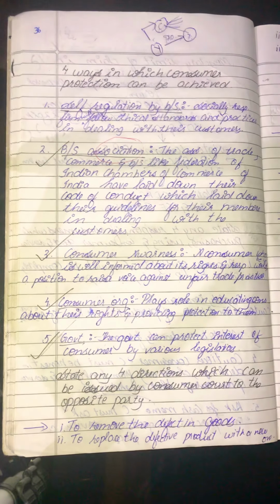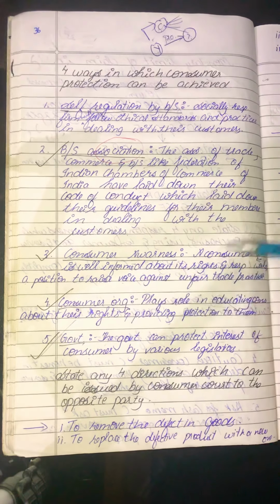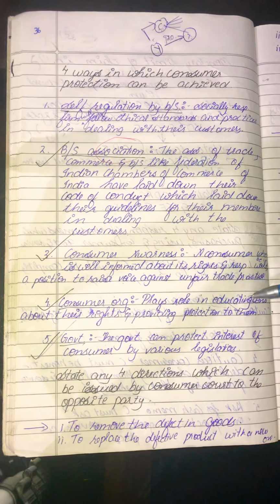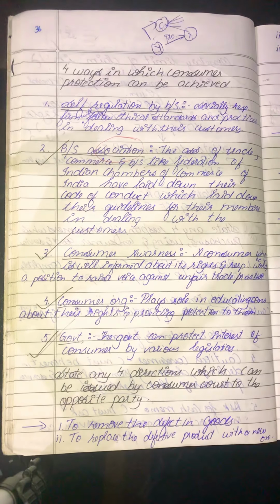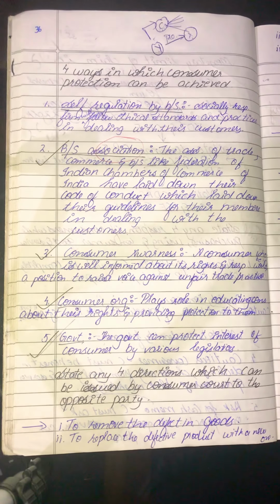Now coming back to our points, that's consumer organization, which plays a role in education. It basically plays an important role in educating consumers, giving them constructive knowledge about their rights and providing protection to them. So the main obligation of the consumer organization is to educate them about their rights and provide protection to them.